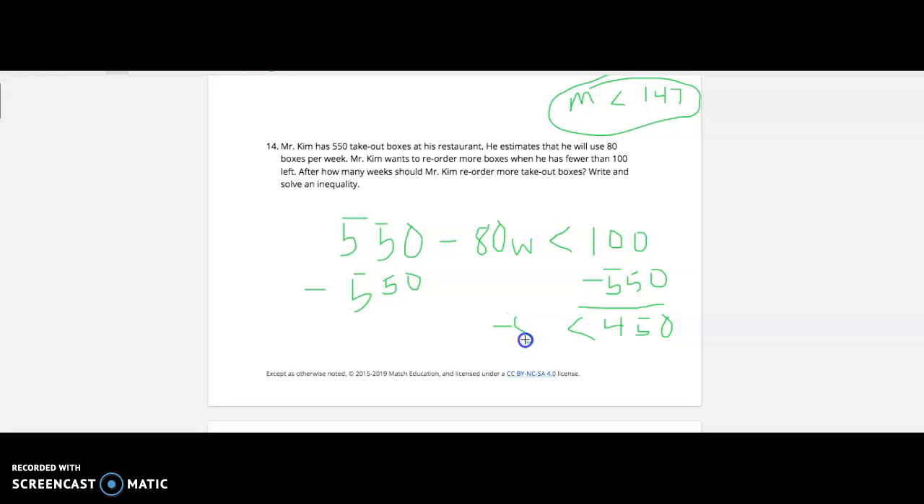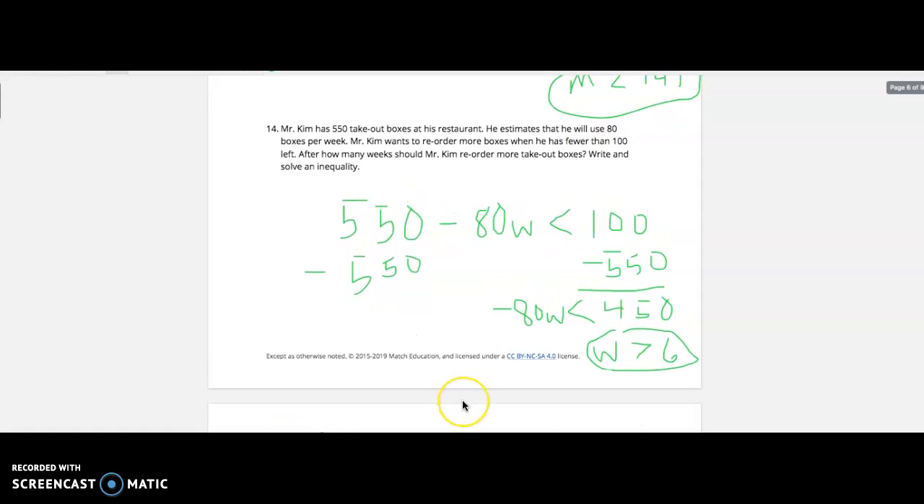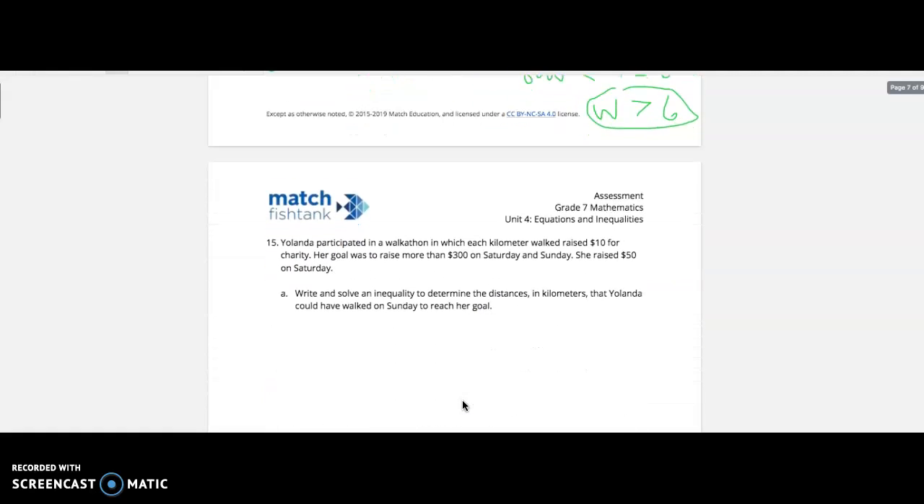So this is negative 80W. I know the sign's going to flip because my coefficient is negative. So when we divide both sides by negative 80, I get a decimal or a fraction. So W is going to be greater than 6 weeks, because you get 5.625 before you round.